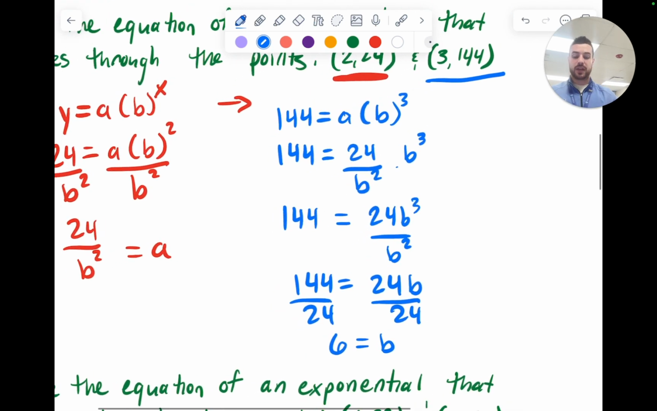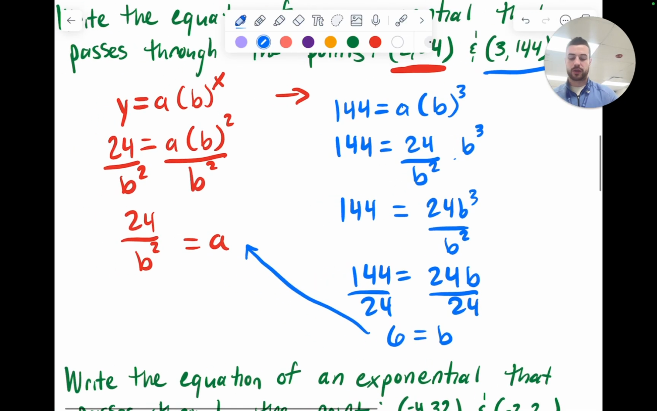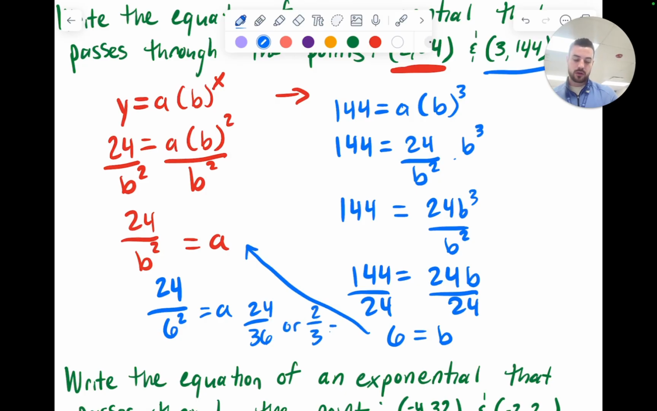So now that I know what my b is, I can plug back into my equation from before to solve for a. So if 24 is equal to a times 6 squared, well, that's really just going to be, and I'm running out of room a little bit, 24 over 36, or 2/3, is equal to a. So now I know what my a is, I know what my b is.